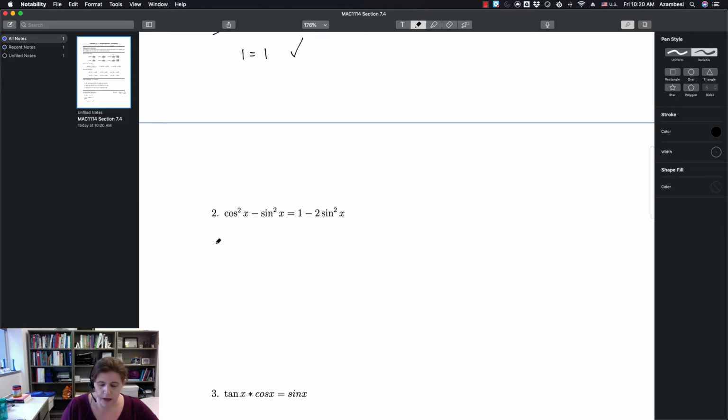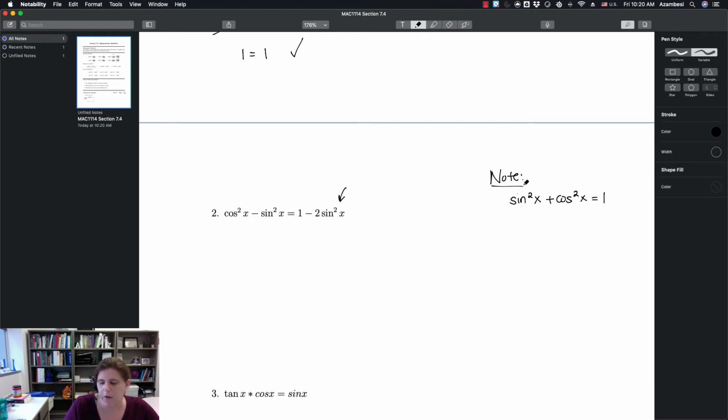Okay, so I have cosine squared x minus sine squared x equals 1 minus 2 sine squared x. Now, as soon as I'm seeing squared trig functions, so anything squared like this, I'm thinking Pythagorean identities. So we do have a Pythagorean identity that has to do with sine and cosine. So sine squared x plus cosine squared x is equal to 1.